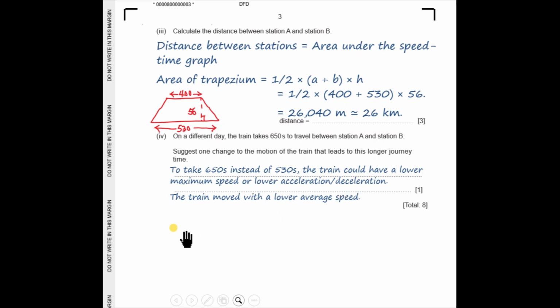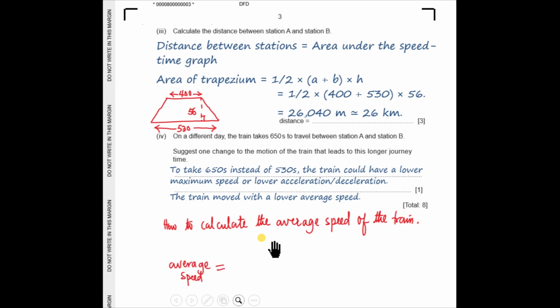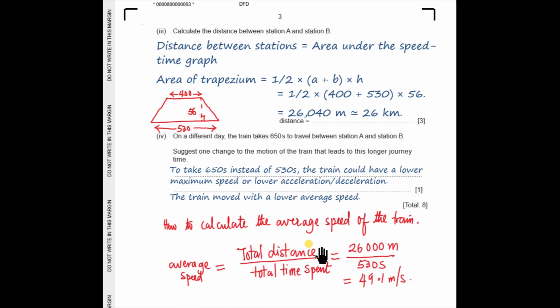But let me just show you how we calculate the average speed of a journey. The average speed of a journey can be calculated when you divide the total distance traveled in the journey by the total time taken. So total distance traveled, 26 kilometers, divided by 530 seconds. So the average speed is 49.1 meters per second.